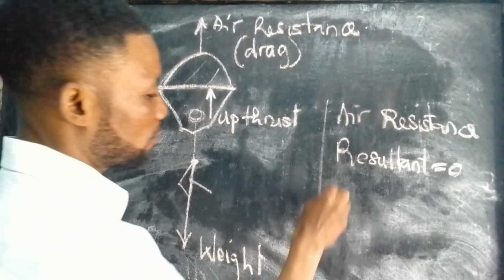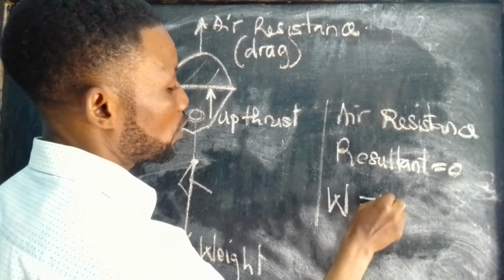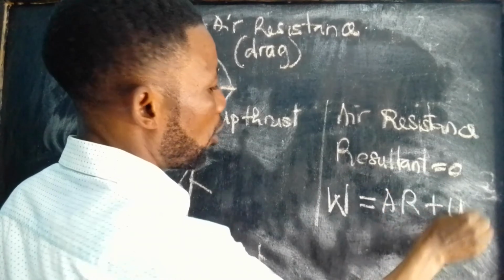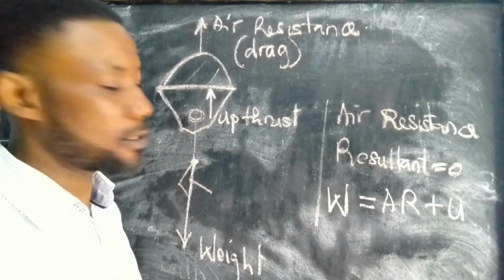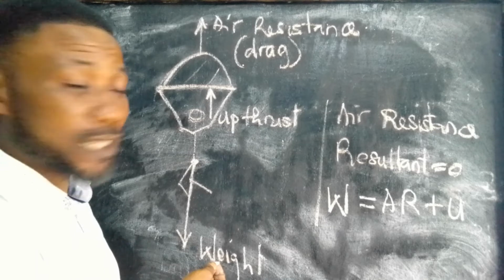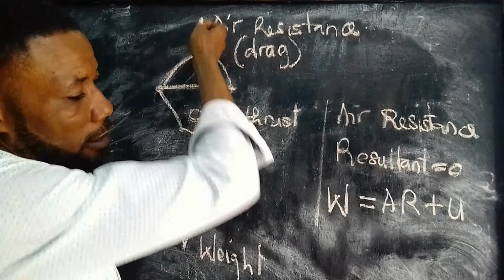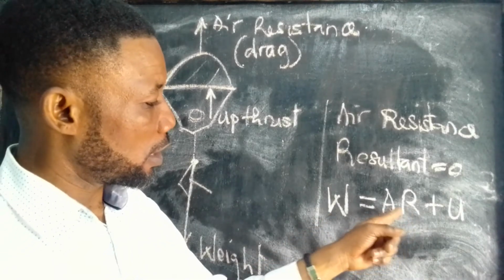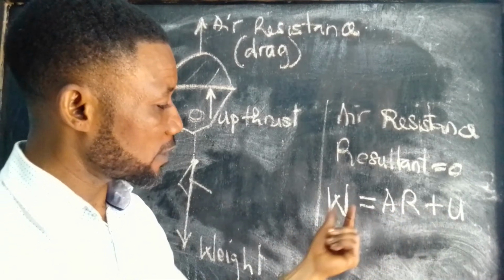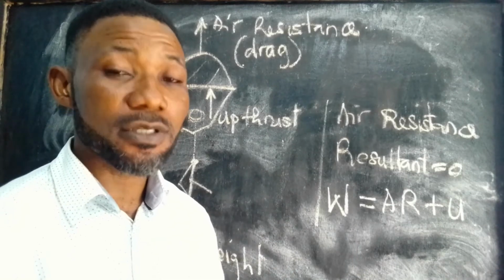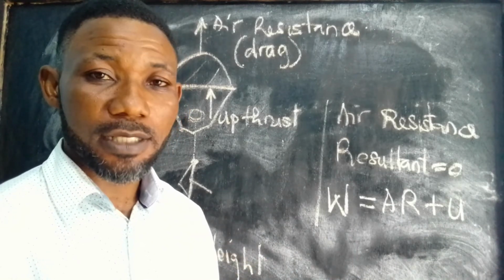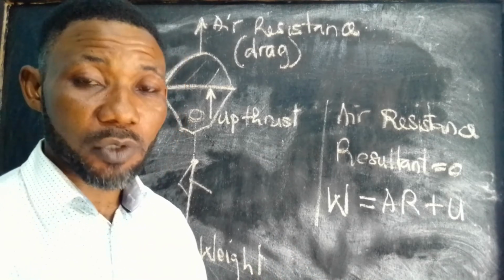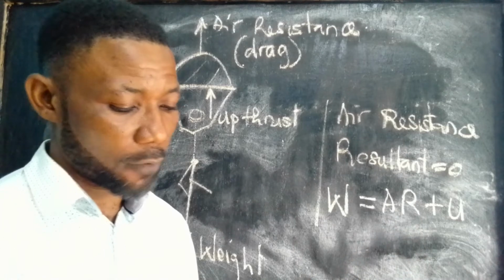of downward forces. It means that W, the weight, is equal to the air resistance plus the up thrust. So when the up thrust plus the air resistance is equal to the weight, the body attains terminal velocity. There is no acceleration. When a body is not accelerating, certainly it is moving under constant motion. It is that constant motion that is called terminal velocity for a falling body.